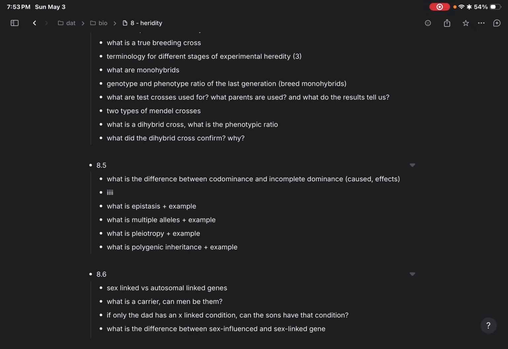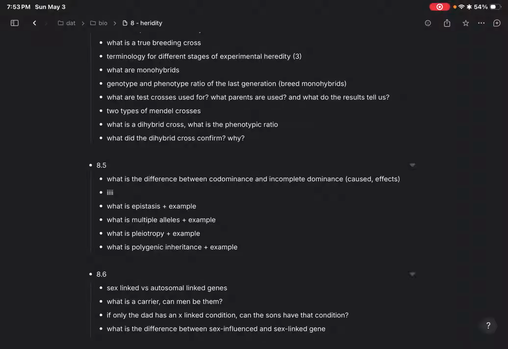So what is epistasis, plus an example? Epistasis is when one gene will control the expression of the other, the phenotypic expression. It's like baldness, right? If you have the baldness gene, it doesn't matter what kind of hair gene you have, you won't have hair. So that's kind of what it means. It'll dictate the expression of another gene.